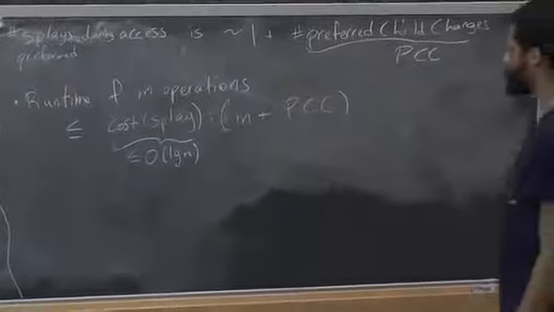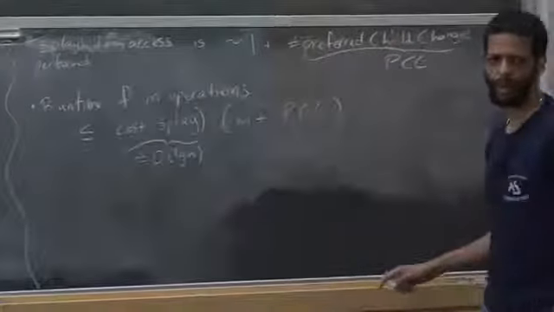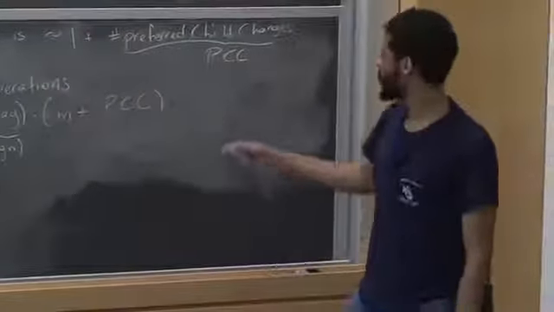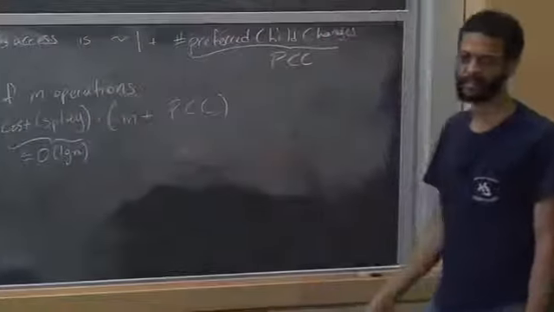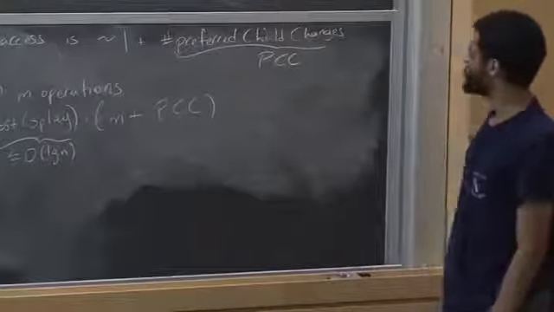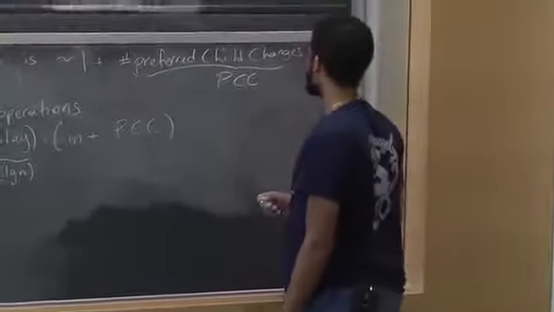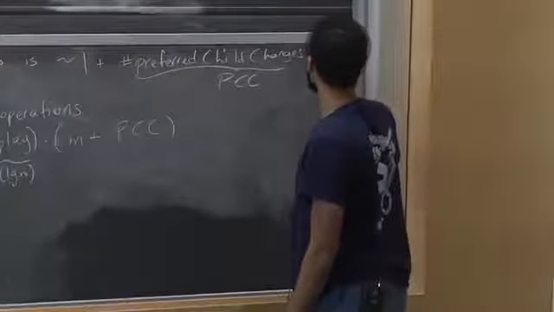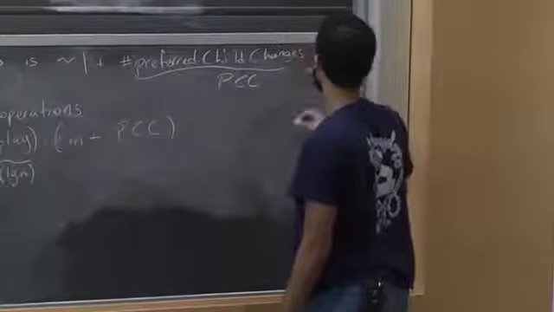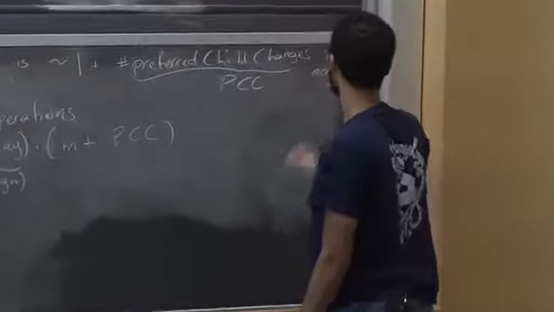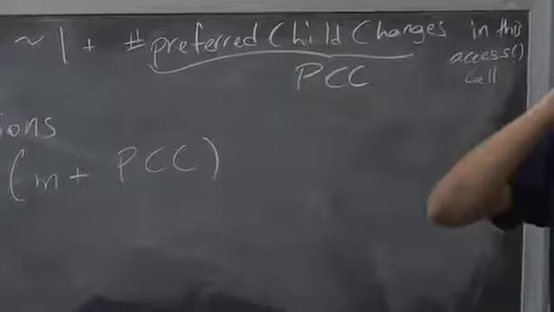Wait, what's your question? Why is there an m there? So I just summed over all operations, so this 1 became an m. Yeah. So let's say preferred child changes in this access call. Whereas this is the total number of preferred child changes across the entire sequence of m operations.